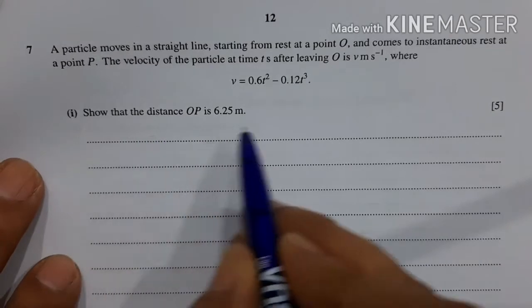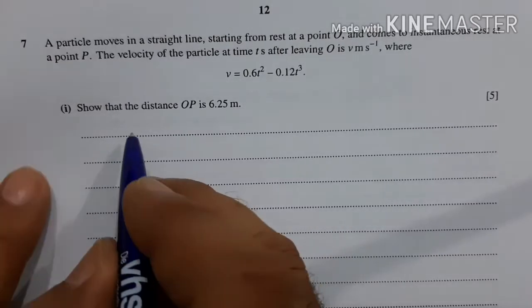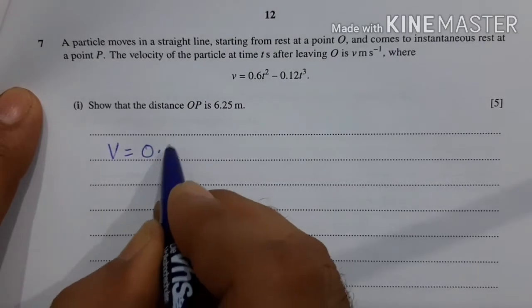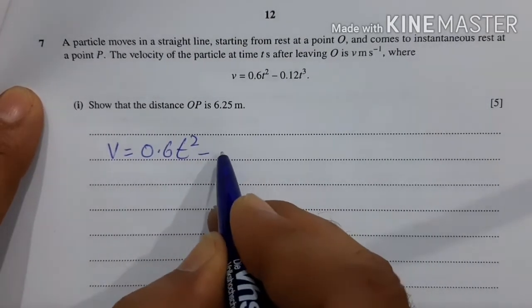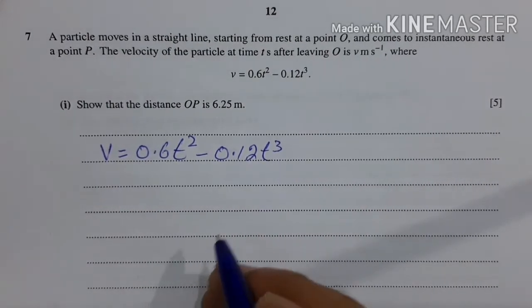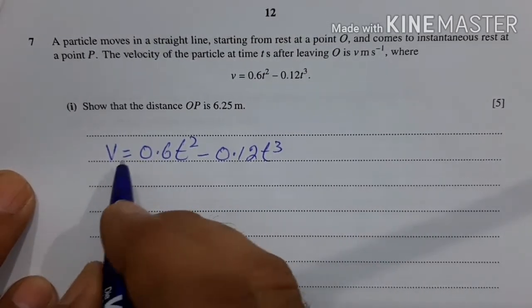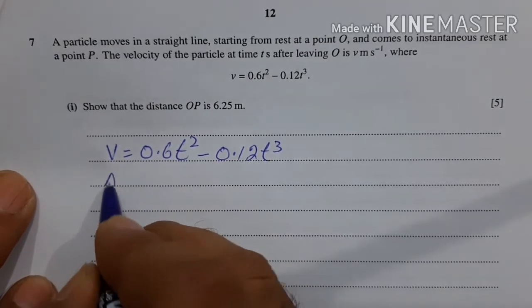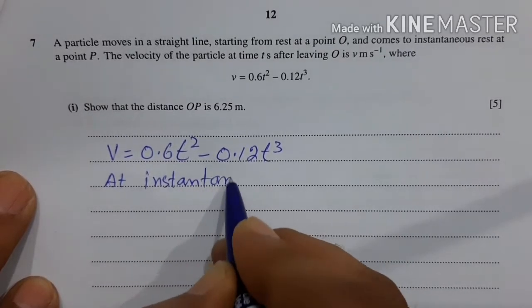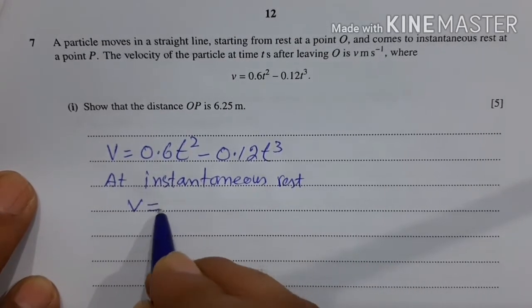Now, first of all, this is our equation: v is equal to 0.6 t square minus 0.12 t cube. At instantaneous rest, the velocity should be 0.